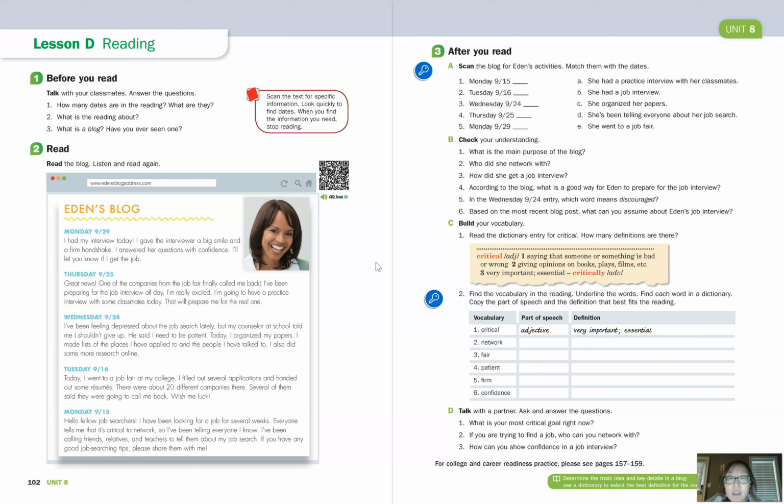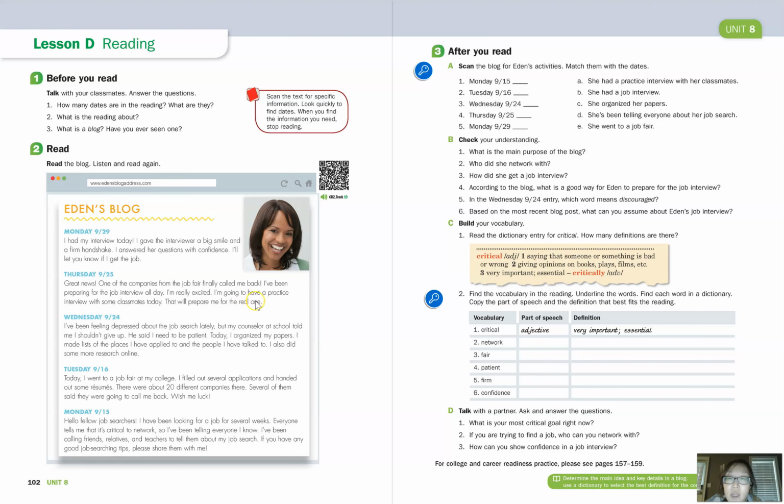Okay, and then number 4, according to the blog, what is a good way for Eden to prepare for the job interview? So if you look at Thursday, September 25th, she says, I'm going to have a practice interview with some classmates today. That will prepare me for the real one. Okay, and of course, in this case, one is referring to the job interview.